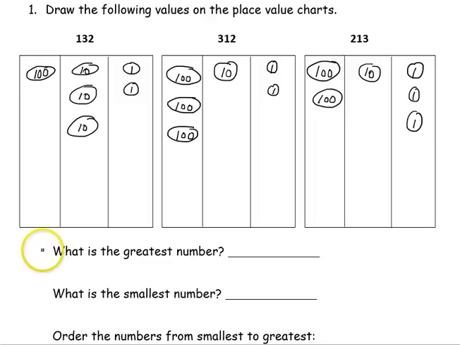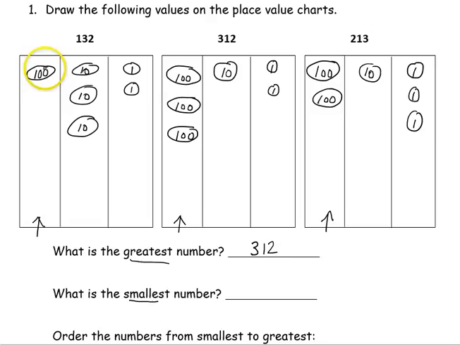Below, I have 3 questions. The first one says, what is the greatest number? To determine that, I'm going to focus on my hundreds column in each number because the discs in those columns have the greatest value. In my first number, I have 100. The second number, I have 300s. And the third number, I have 200s. Since I have 300s in that middle number, that automatically means that this number is greater. It doesn't matter what's in my tens column or my ones column. Neither of the other 2 numbers have more than 300. So we'll say that the greatest number is 312.